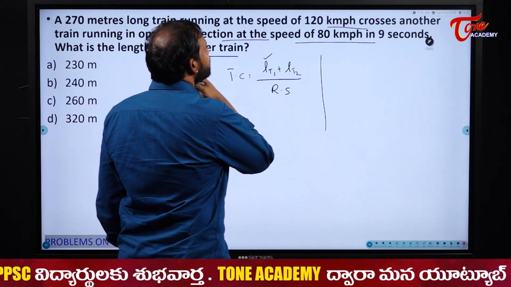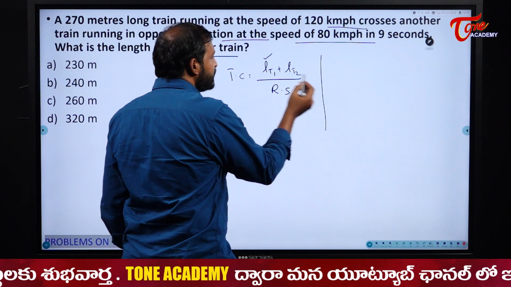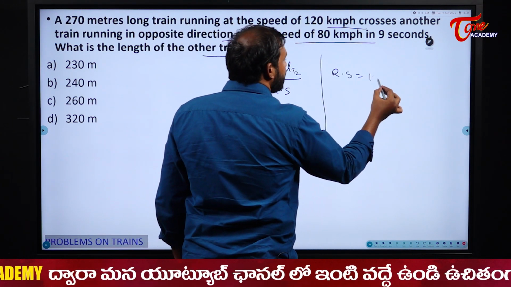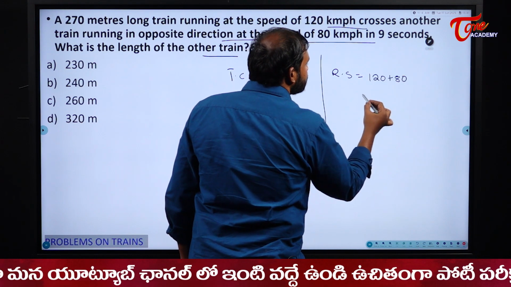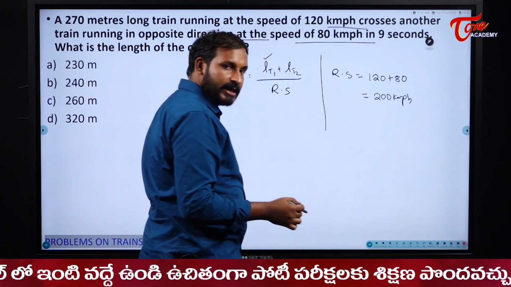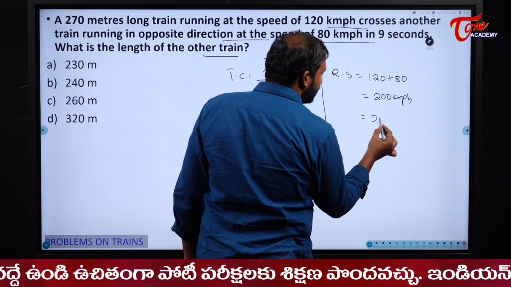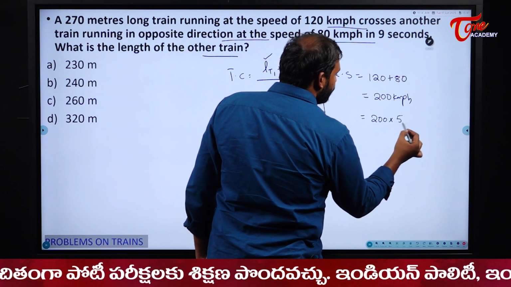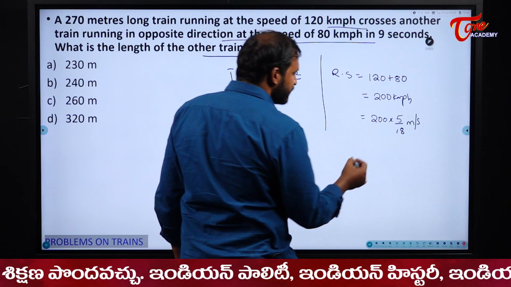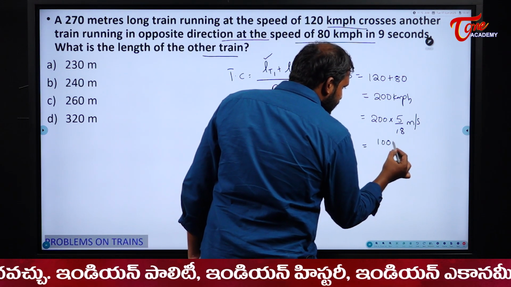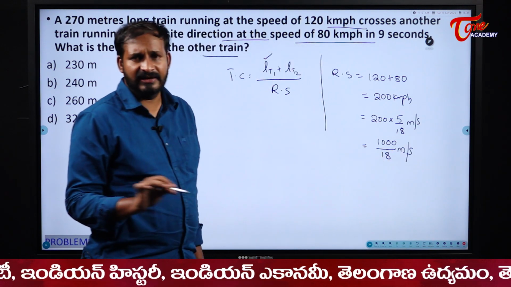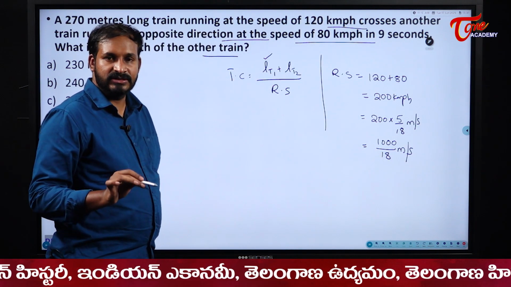The trains are running in opposite directions, right? So relative speed will become their sum. So, 120 plus 80. This becomes what here? 200 kmph. So it becomes what? 200 into 5 by 18 meters per second. This will become what, students, here? 1000 by 18 meters per second. Anyway, this is not my final answer. I will not cancel and waste my time. So simply write 1000 by 18.